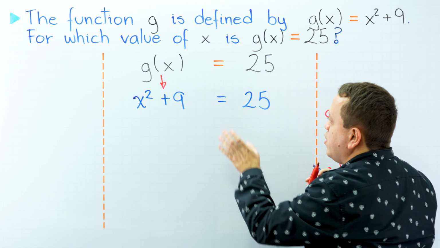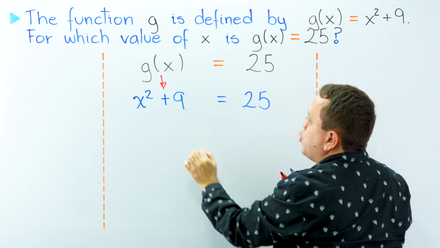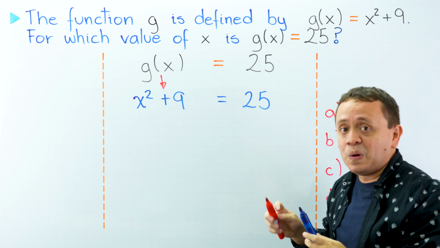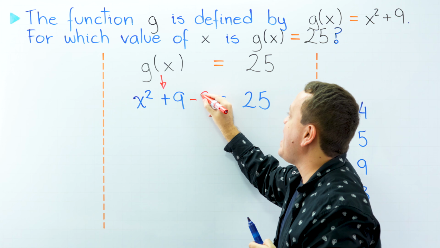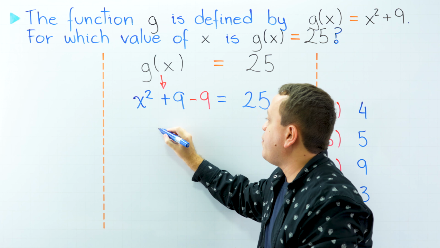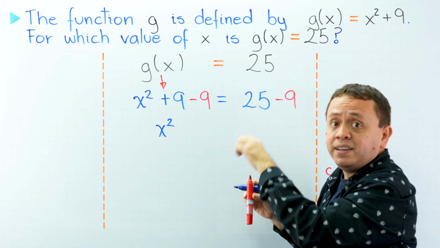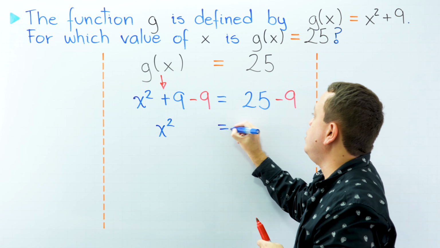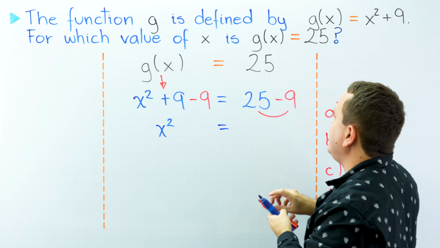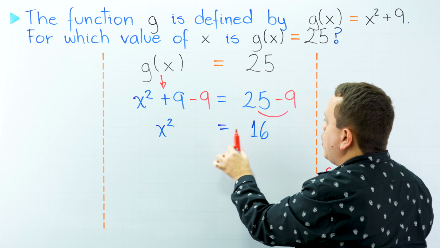Nice. Now we are going to solve this quadratic equation. We want to isolate x, but we have a plus 9 over here. So we are going to subtract 9 from both sides of the equation. Here we have x squared, and then plus 9 minus 9 gives us 0, and this is equal to 25 minus 9, which gives us 16. Here we have x squared equals 16.